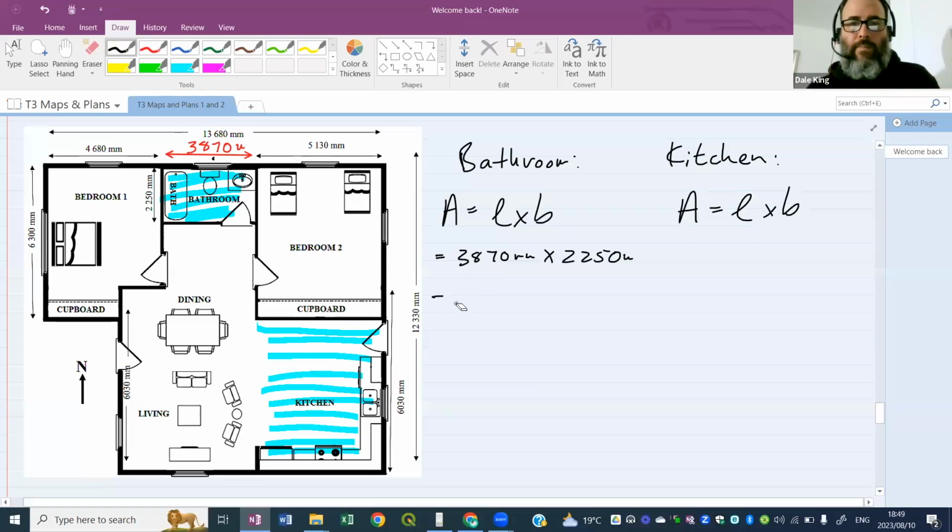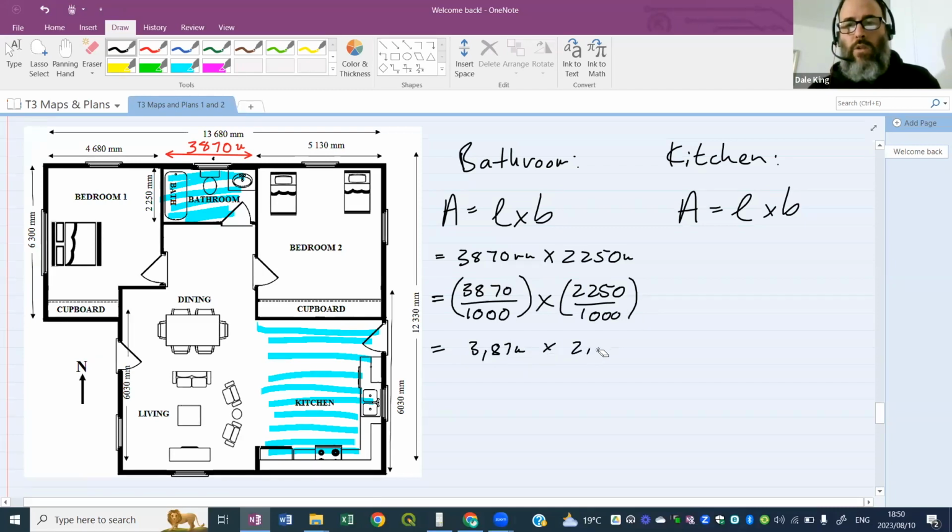How do we convert these millimeters to meters? You divide by 100. That's centimeters. Oh, sorry, no, you divide by 1,000. Absolutely. All right, so I'm going to do the conversion here in the fraction, converting the millimeters into meters. Don't freak out, guys, I'm doing it in my sum. We convert first. So that'll give me 3.87 meters times 2.25 meters. You happy with that? Yes.